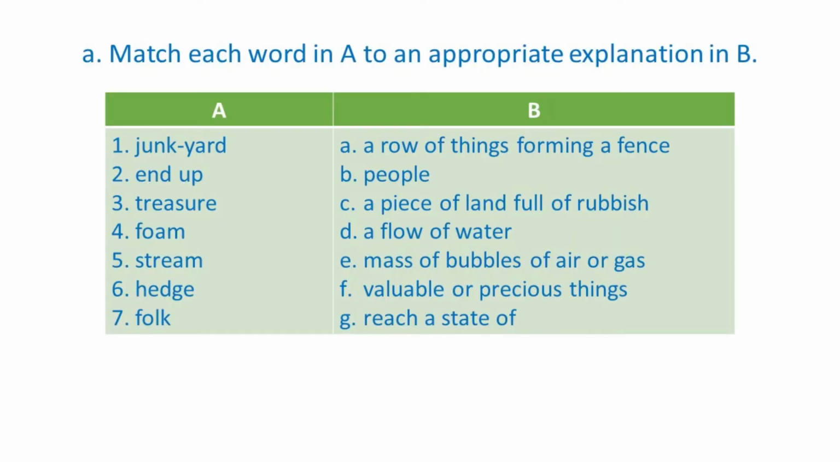Activity A. Match each word in A to an appropriate explanation in B. Hãy nối những từ ở cột A với những cụm từ dùng để giải thích thích hợp với nó ở cột B. Ok, ở cột A chúng ta có 7 từ. Đa số những từ này là nằm trong phần từ vựng mà chúng ta mới vừa viết. Ở cột B là những cụm từ dùng để định nghĩa những từ này bằng tiếng Anh. Bây giờ thầy mời các em hãy suy nghĩ và nối lại sao cho nó phù hợp nhé.